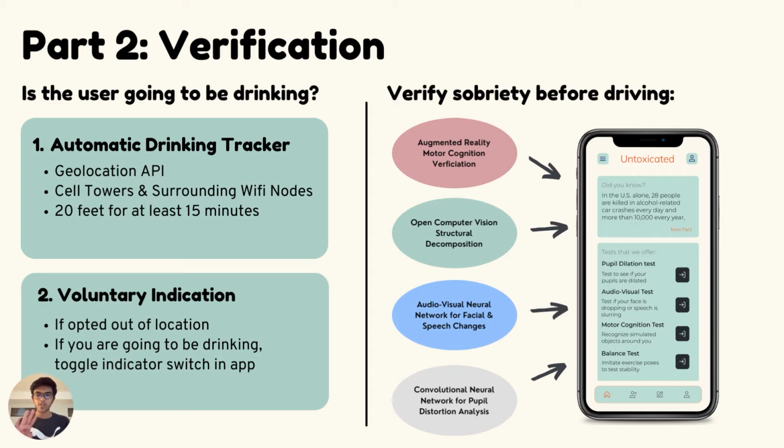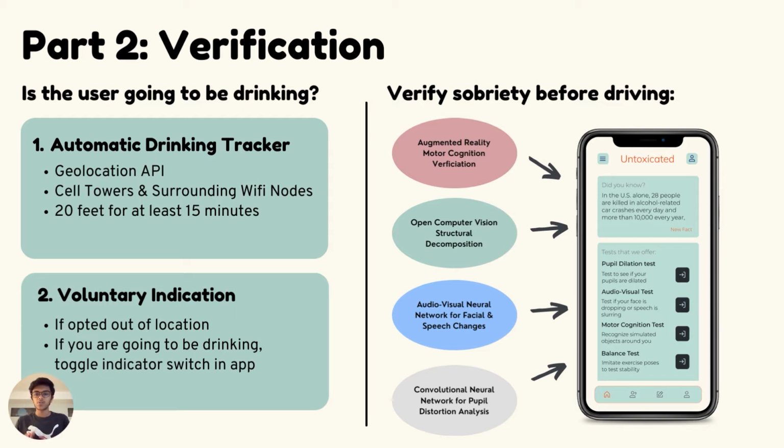Our app contains 4 distinct tests. First is motor cognition verification through augmented reality, where users identify simulated objects in their surroundings so we can see how well the user's common functionality is working. Next is OpenCV structural decomposition, where users mimic yoga or exercise poses that strain their stability because drunk individuals report significantly lower levels of stability than sober ones.